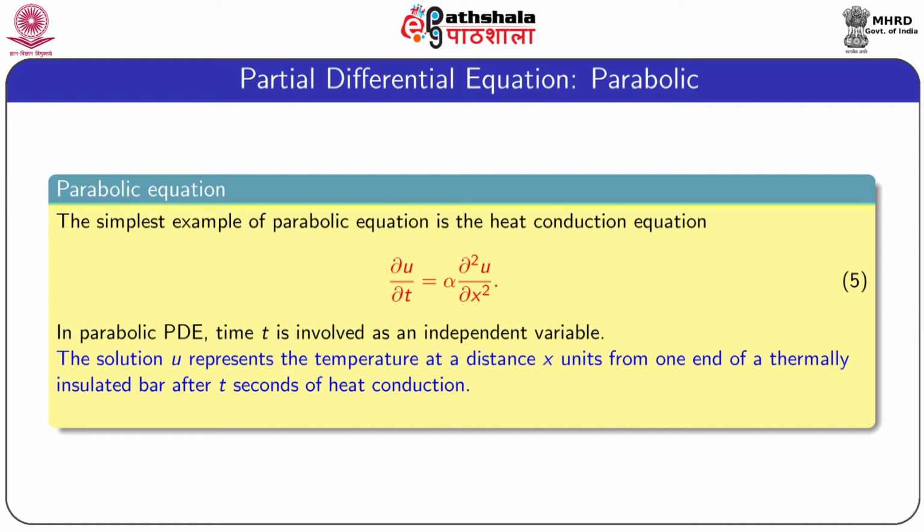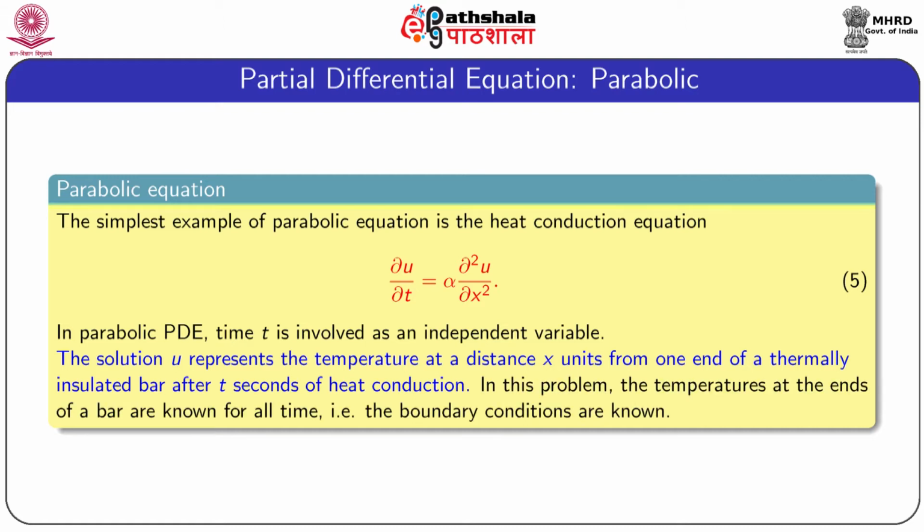So, this is a physical problem. u represents the amount of heat that was spread along the x direction at a particular time instant t. In this problem, the temperature at the ends of the bar is known for all time. That is, the boundary conditions should be given to solve this equation.